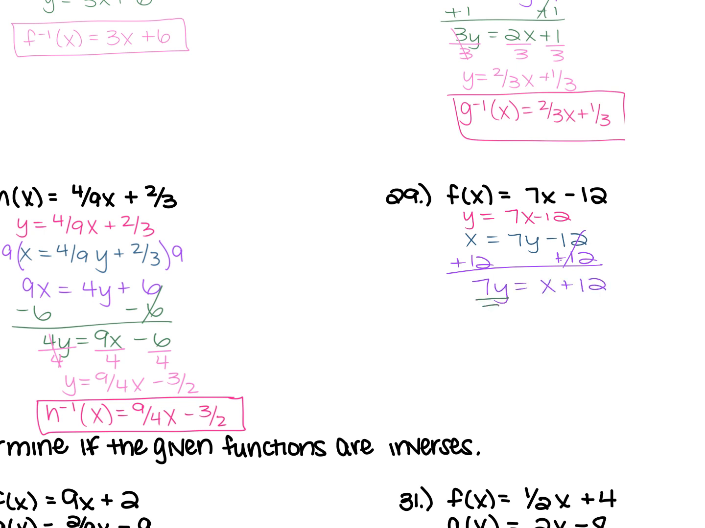Then we're dividing each side by the 7. So every term gets divided by 7. And that's y is equal to 1/7 x plus 12 over 7. Again, you started with f of x. So this is going to be f to the negative 1 of x is equal to 1/7 x plus 12 over 7.